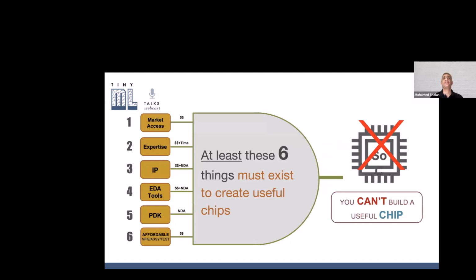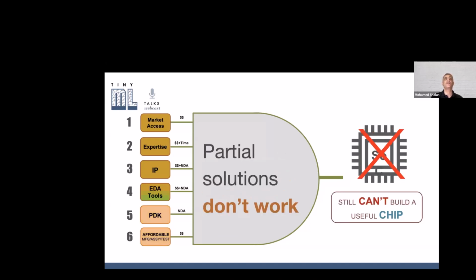So just to summarize, there are 6 enablers for any custom chip, and these are listed here. You have the market access, expertise, IPs, EDA, PDK, and access to manufacturing and packaging. And having only some of these 6 items enabled is not enough to enable you to have your custom chip.